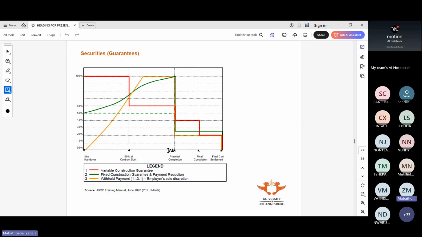So then the third one is payment reduction, which is not really a JBCC thing. It's at the employer's discretion. If your contractor can't give you the variable or the fixed, then you decide you're going to withhold 10% of their payment. So you would be withholding money up until you reach a maximum of 10%, and at that maximum of 10% of the contract sum, the project continues and you can no longer retain anything because you've reached the maximum. So depending on when you reach it, and then at practical completion, it goes all the way down to 2%. And then at final completion, you release everything.